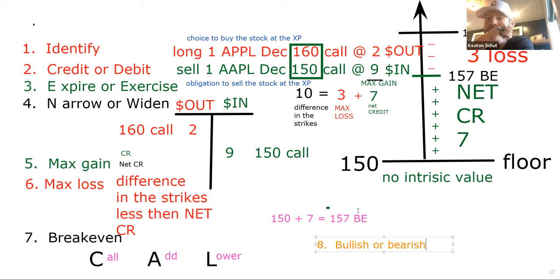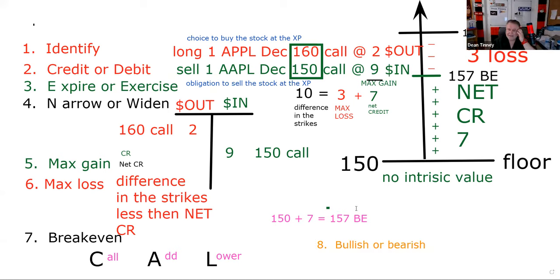So wouldn't it be a bearish spread then? Yeah, but be careful, because it could be a credit put spread and it would be narrow and it'd be bullish. But yes, you're correct, it is bearish. The way we do that is the larger premium dominates the position. The larger premium dominates the position.